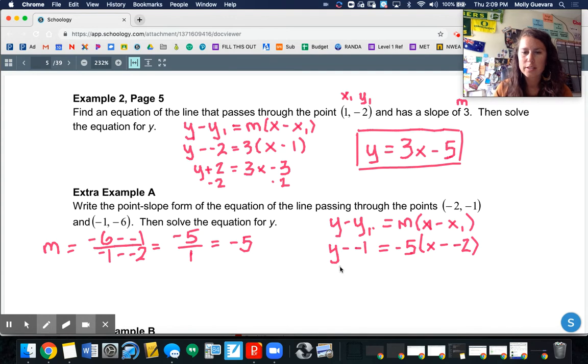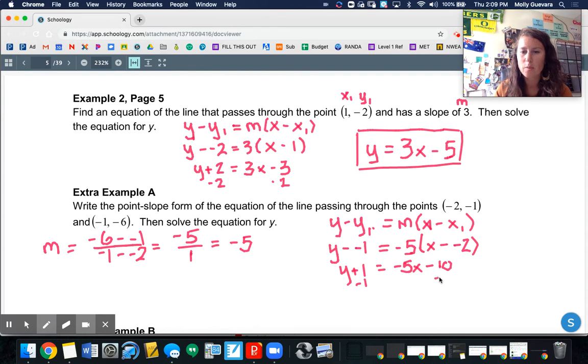So I'm going to go ahead and simplify. I have y plus 1 is equal to, the -5 times x is -5x. And then this is really plus 2, right? So -5 times +2 is -10.